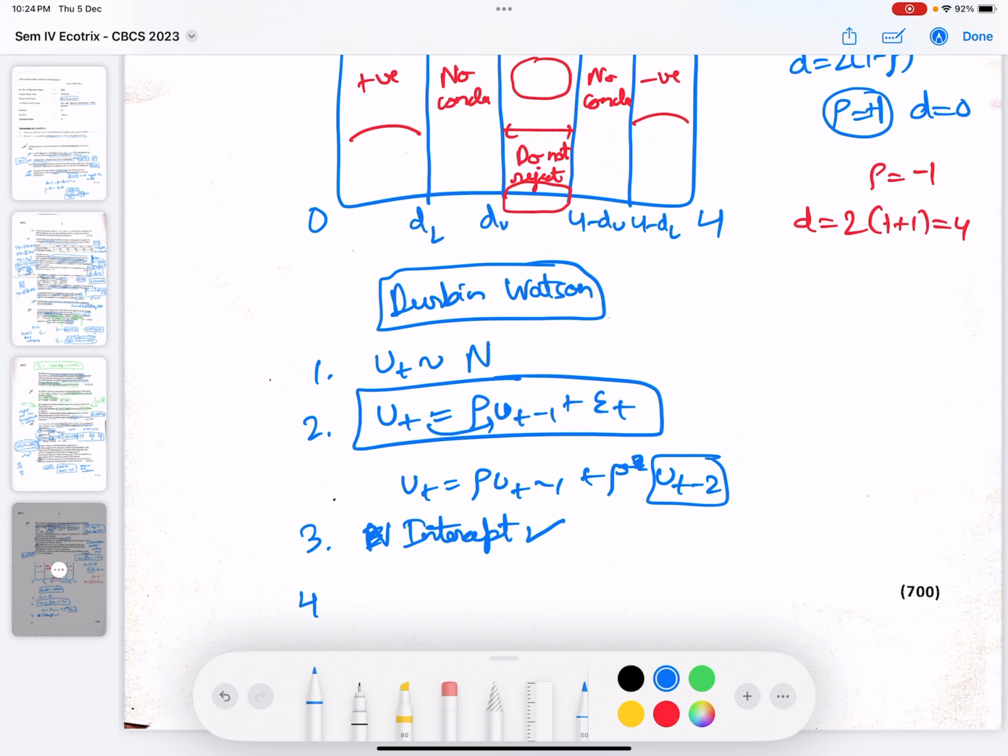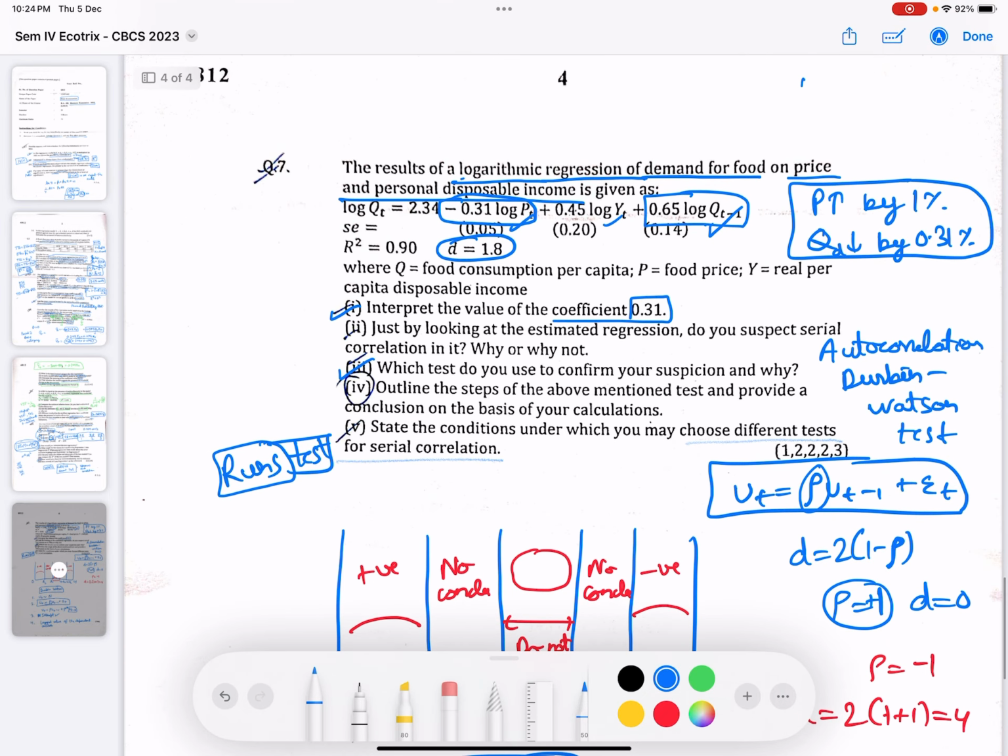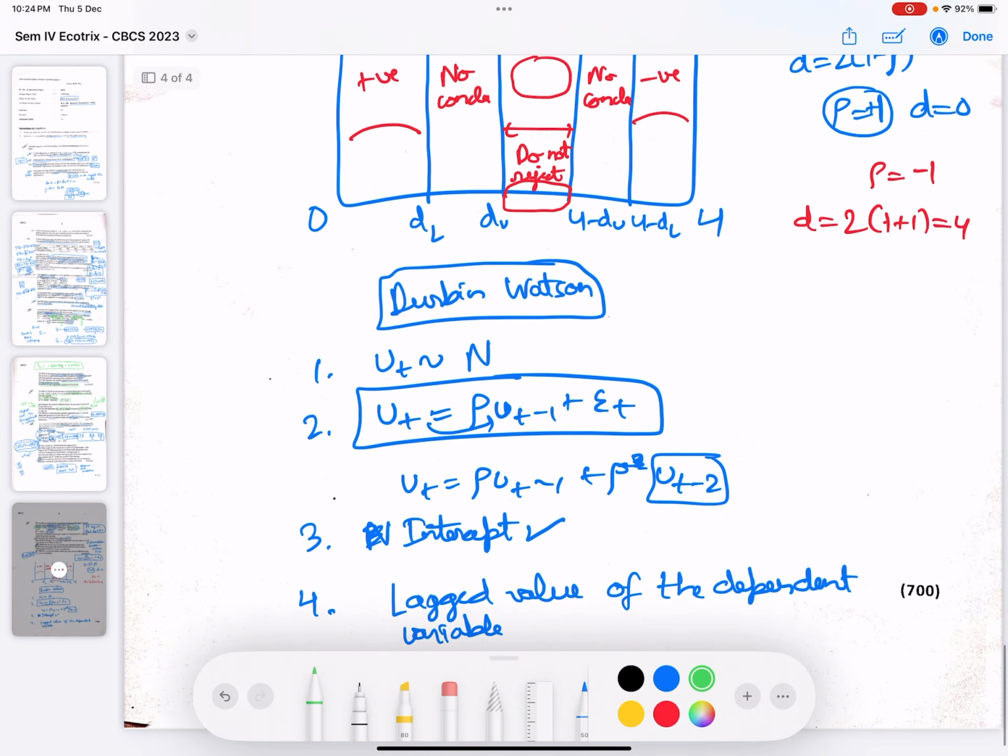Fourth, the lagged value of the dependent variable should not be there as one of the regressors, as one of the independent variables. So we can see, I'm marking it with green, log Qt minus 1. So in this case, we cannot use the Durbin-Watson test. Okay, I hope this was clear.